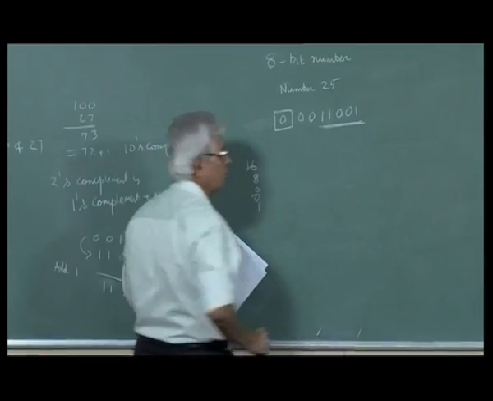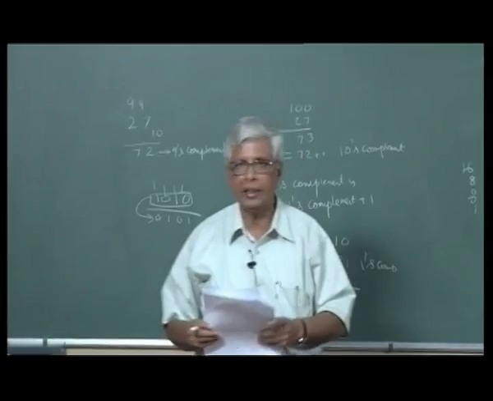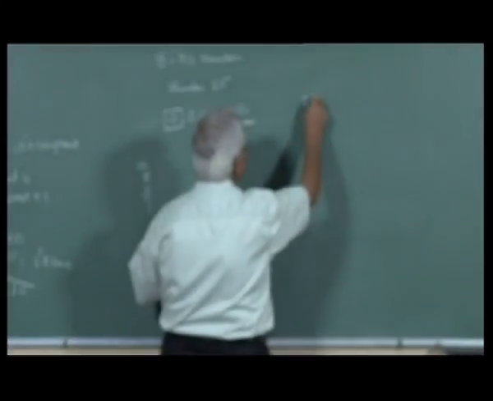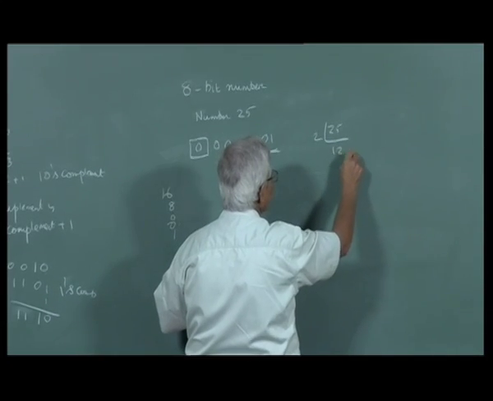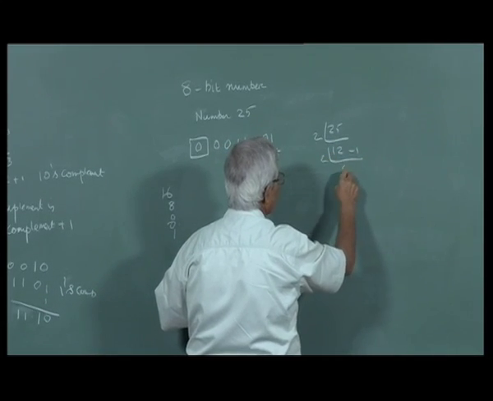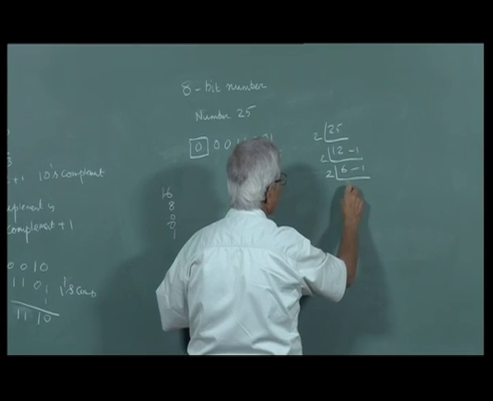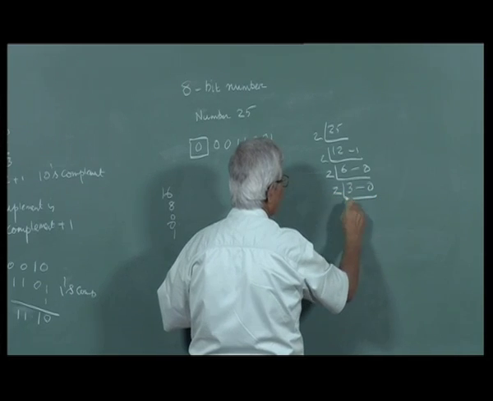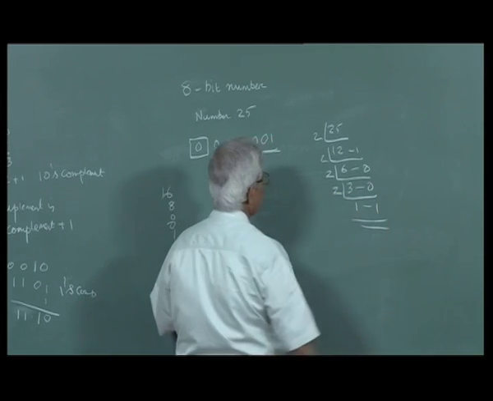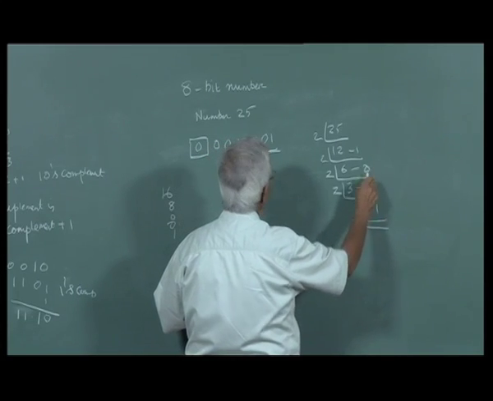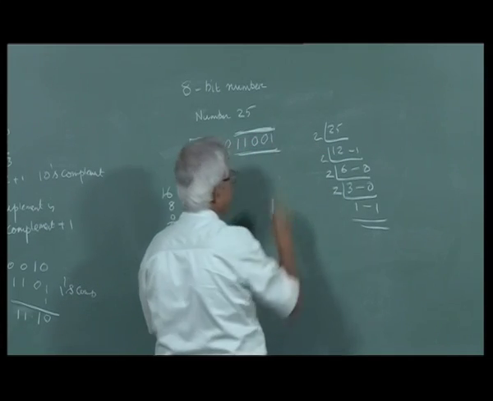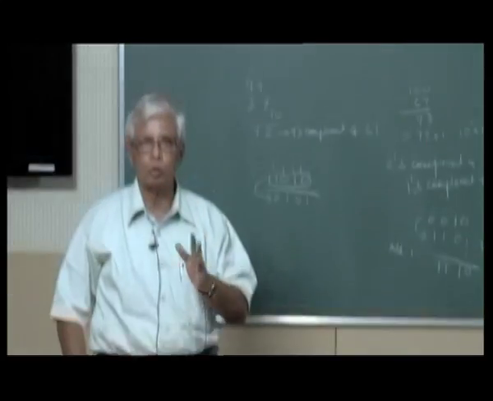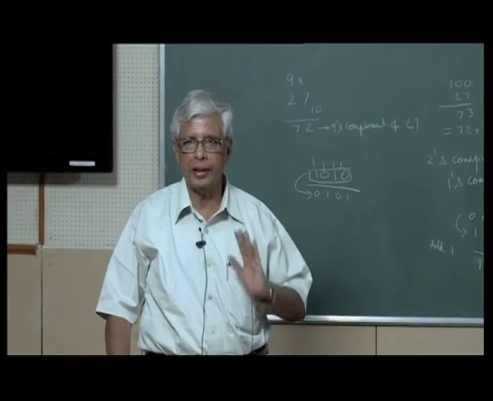When somebody asks you to convert 25 into binary, you will start dividing by 2: 25 by 2, 12, 6, 3, 1. You start writing it as 11001. This is what we will write. Don't do that. We are going to use 1's complement or 2's complement for subtraction or addition.